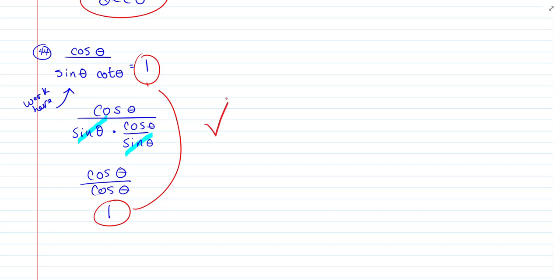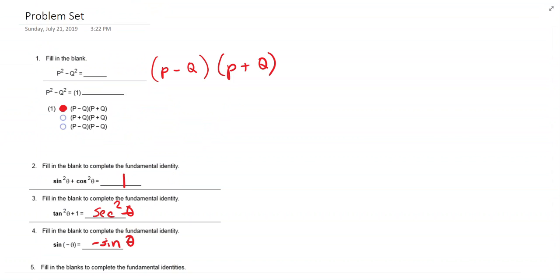Let's go look at the problem set you'll encounter in your homework. All right, number 1, fill in the blank. This is just to remind you, when you have something squared minus something squared, you can factor it to p minus q times p plus q. That comes in handy when we're doing the trig. All right.